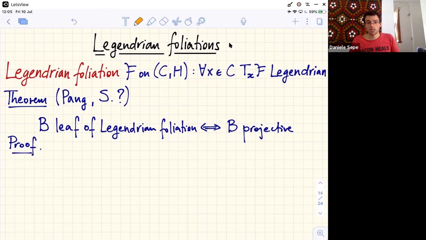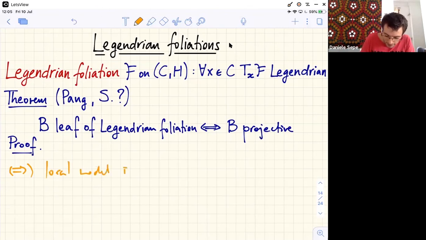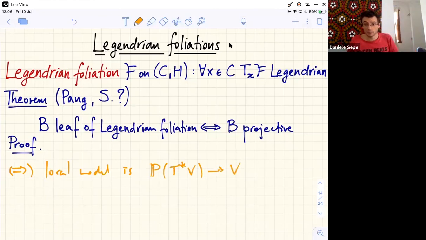Now, this is kind of expected if you believe the story I'm telling you. But let me give you the proof. So Pang, in his thesis, which dates back to the late 80s, beginning of the 90s, does the heavy lifting. The heavy lifting is using Moser's method to say that the local model is the projectivization of the cotangent bundle of a vector space. So the leaves all look like that locally. This is what Pang has done.